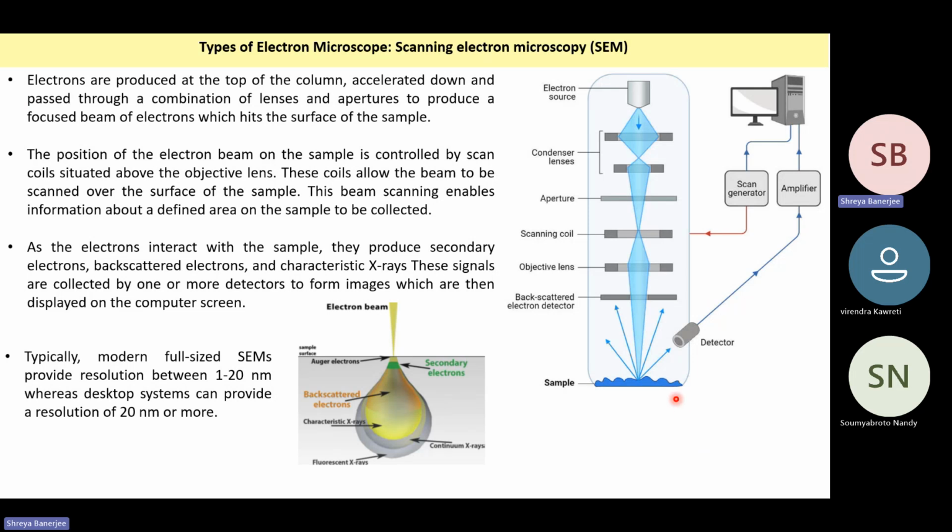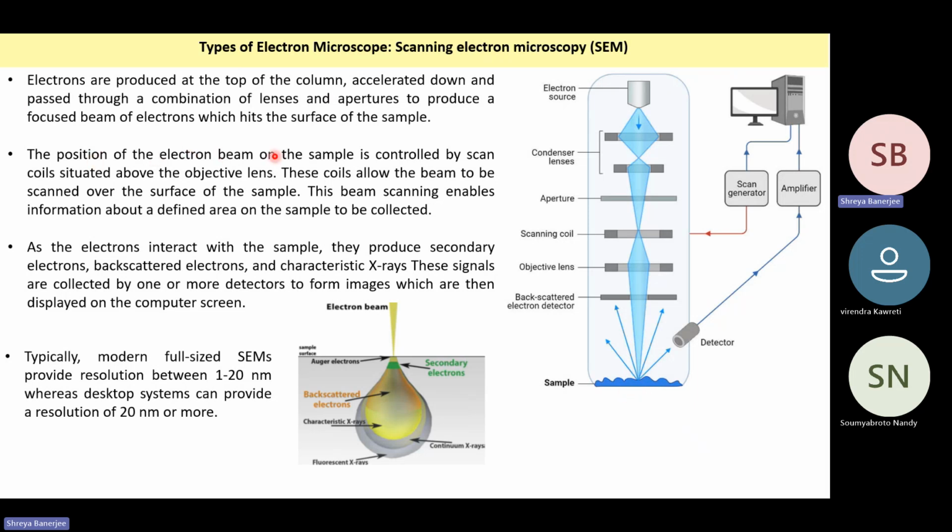The second kind of electron microscopy is called SEM, or scanning electron microscopy. Here what happens, I will again go through the instrumentation. Electrons are produced at the top of the column, and they are accelerated down and pass through a combination of lenses and apertures to produce a focused beam of electrons which hits the surface of the sample. So here the beam does not pass through the sample, it is just focused on the surface of the sample.